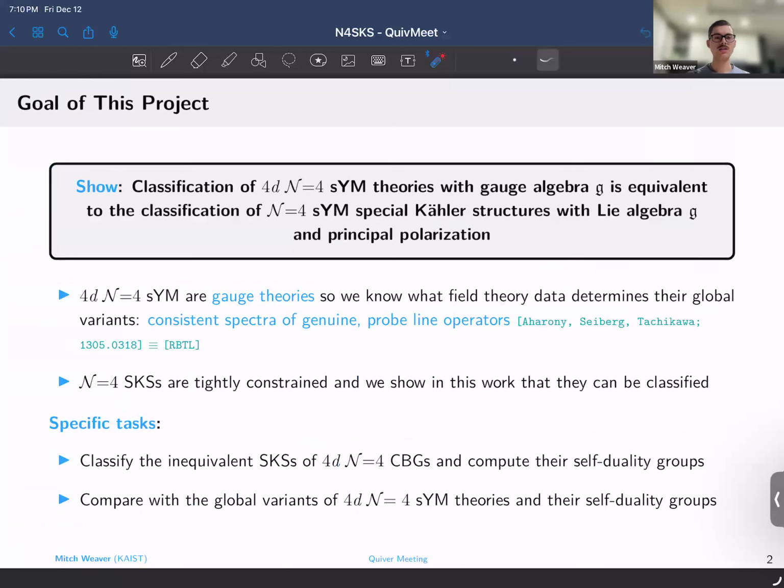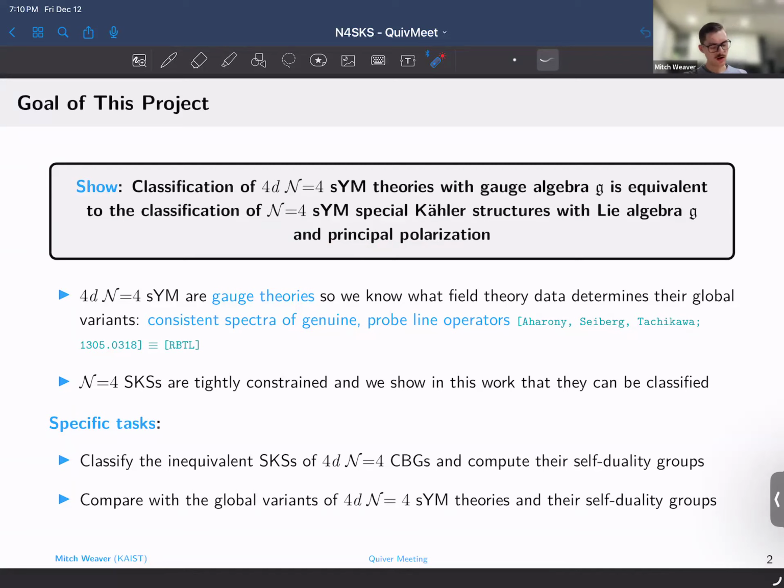Okay, so the goal of this project is we're going to show the following. We're going to show that the classification of 4d N=4 super Yang-Mills theories with gauge algebra G is equivalent to the classification of these N=4 super Yang-Mills special Kahler structures, which are defined by the corresponding Lie algebra G and what's called a principal polarization. And those latter two words will make more sense as we get into things here.